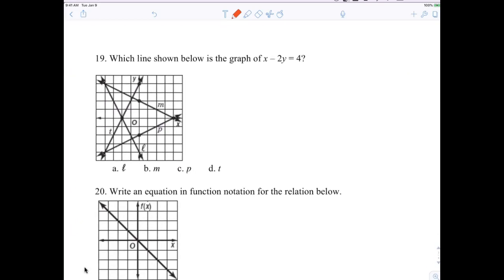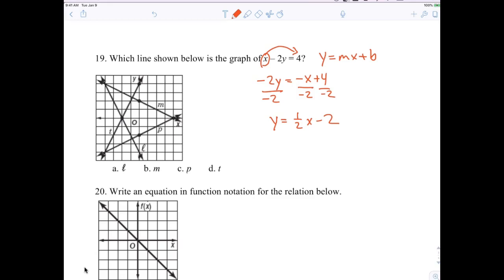Okay, now what's nice about number 19 is that you got to remember to put it into y equals mx plus b form. So think about it now. Y equals mx plus b. That's what we're doing. So the first thing I'm going to do is move x to the other side. When I move x to the other side, it becomes what? Negative. So I have negative 2y is equal to negative x plus 4. Now I have to divide everything through by what? Negative 2, negative 2, negative 2. So y is equal to, hopefully you can see that's 1/2 x minus 2.